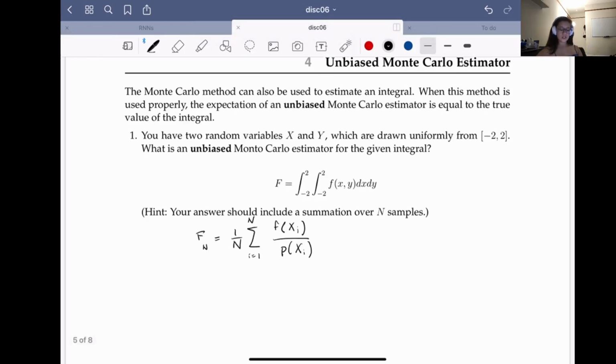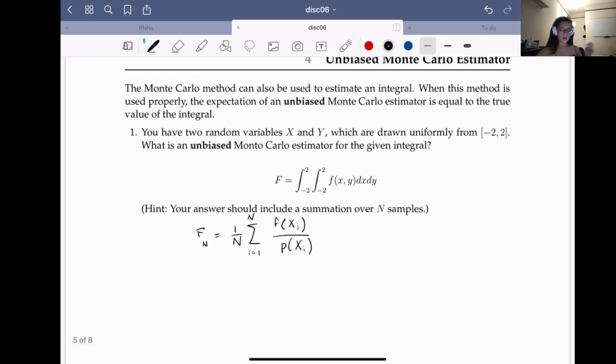So in this question, let's say we have two random variables, x and y, which are drawn uniformly from -2 to 2. What is an unbiased Monte Carlo estimator for the given integral?